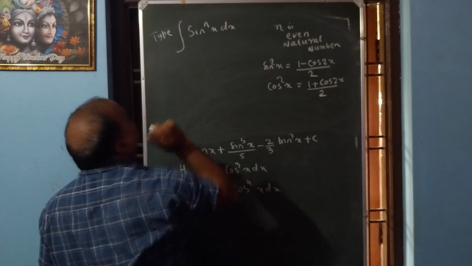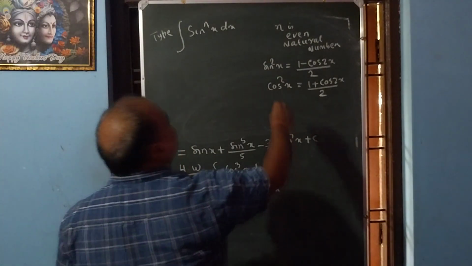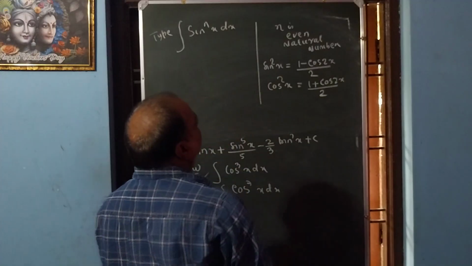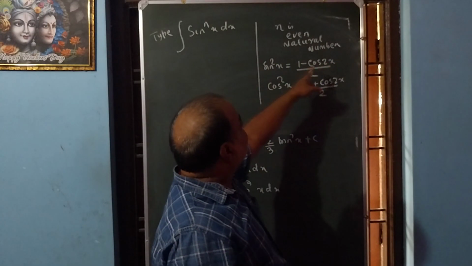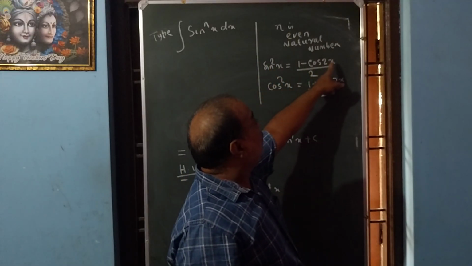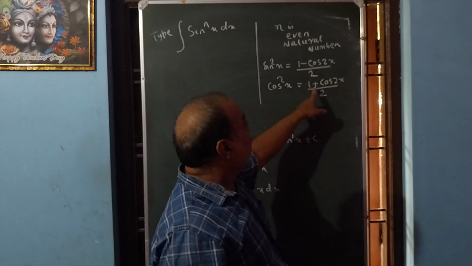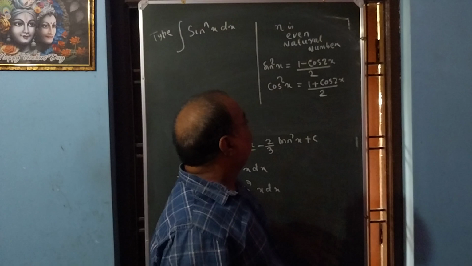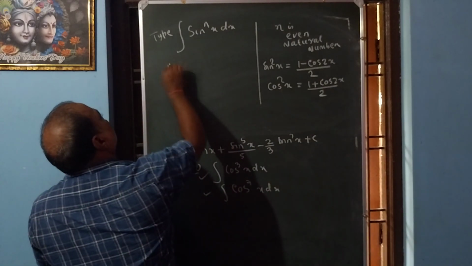When integrating sin to the power n x dx, where n is an even natural number, remember, n is an even natural number, then always rationalize sin square x is equal to 1 minus cos 2x by 2, and in place of cos square x you have to put 1 plus cos 2x by 2. Okay, this is also applicable.